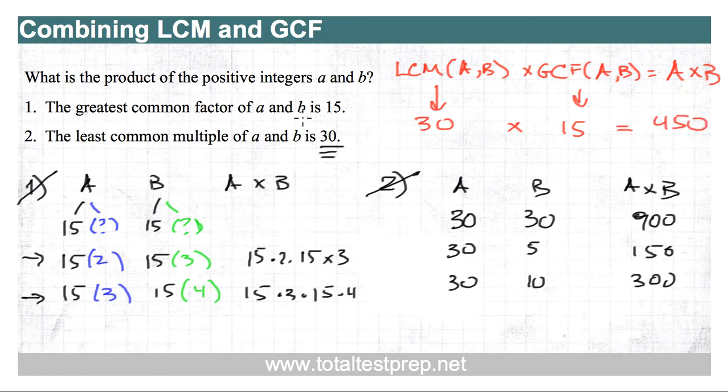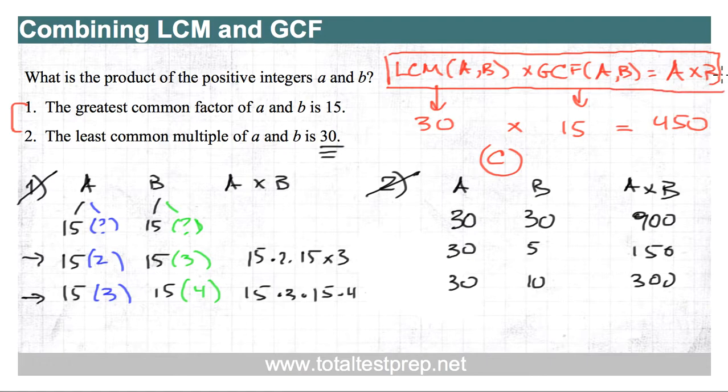And so the two statements together are sufficient to answer the question, and the answer is C, where both statements combined give us enough information. So to recap, this is a handy shortcut to remember when you're dealing with least common multiple and greatest common factor questions, especially when you're asked to combine them.